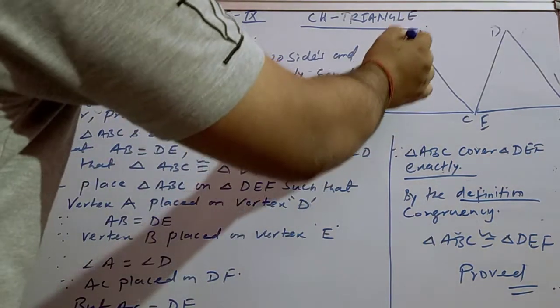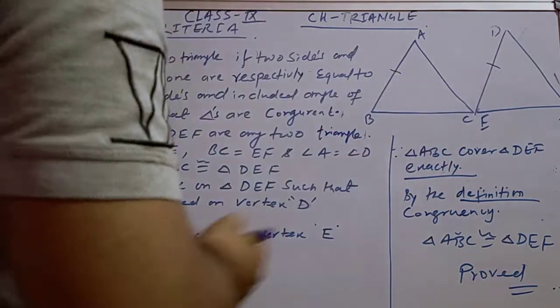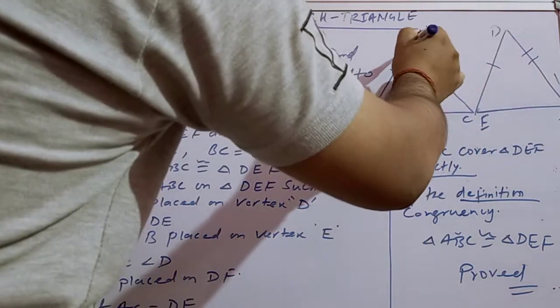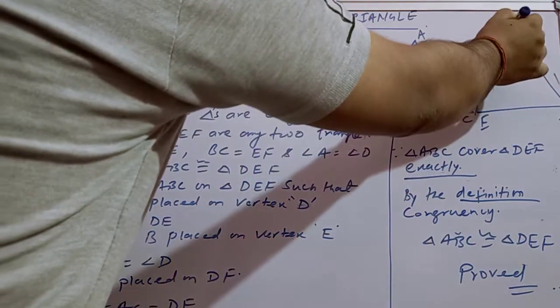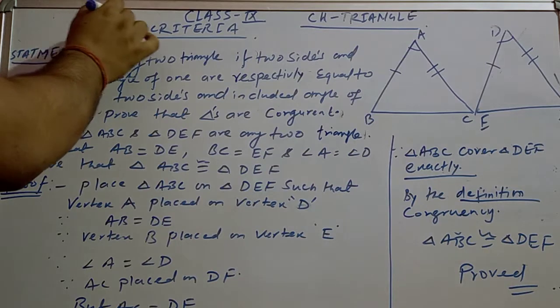Suppose that in this figure it is given side AB is equal to side DE and side AC is equal to side DF and angle A is equal to angle D. So you have to prove that these two triangles are congruent. Okay. So how will you prove that these two triangles are congruent? So it is SAS, it is an axiom.